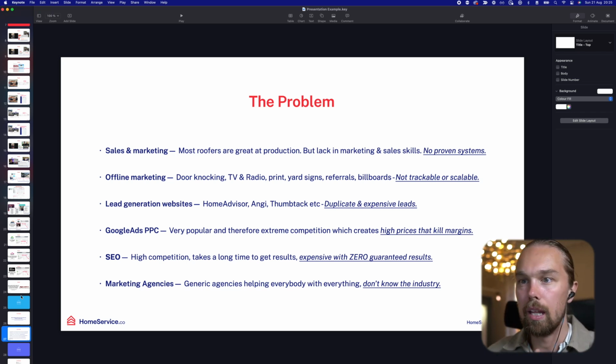You cannot track it. It's hard to scale. Lead gen sites is something that's very common as well. Home Advisor, Angie's List, Thumbtack: duplicate and very expensive leads. Google Ads and pay-per-click, it's very popular, and therefore the competition is very high. High prices that kill margins.